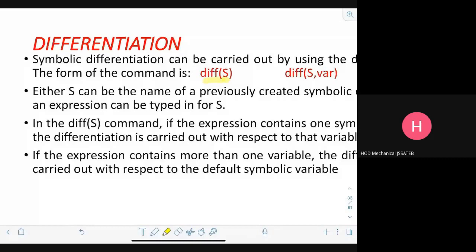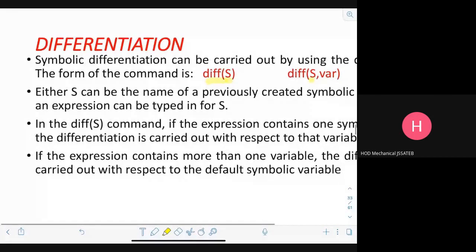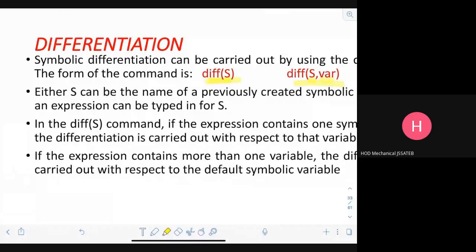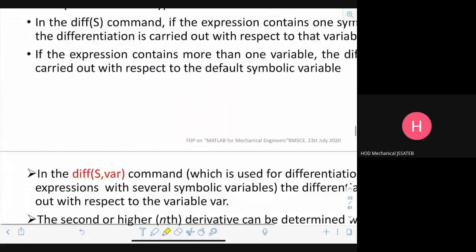y could be a function of x and time. So you want it to be differentiated with respect to x by default, or you want it to be differentiated with respect to time. You have these two important formats, diff of s, and diff of s comma variable. So you can always define with respect to what.